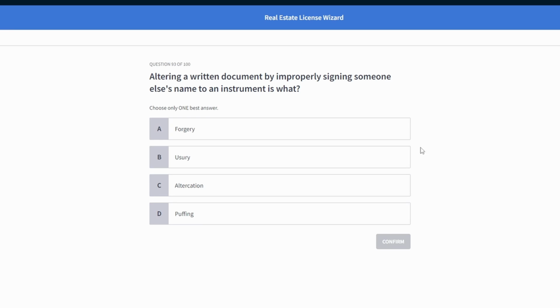Let's move on. 93. Altering a written document by improperly signing someone else's name to an instrument is called what? A, forgery, B, usury, C, altercation, or D, puffing. All right, take a moment, think that one over.